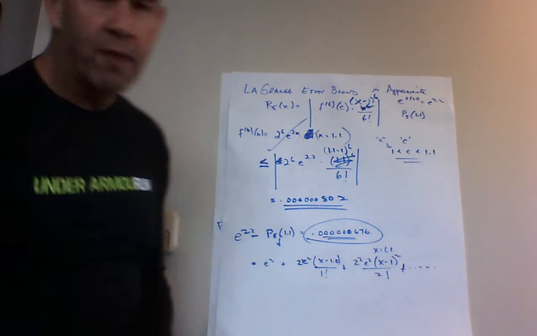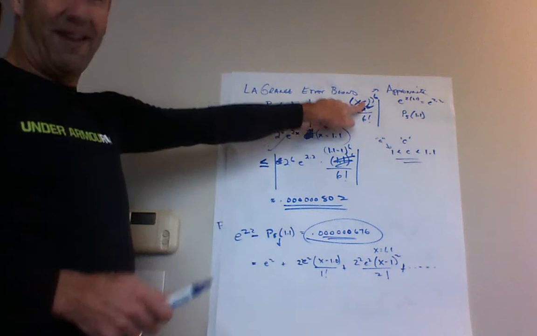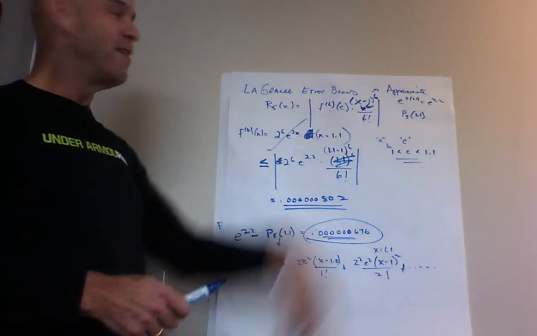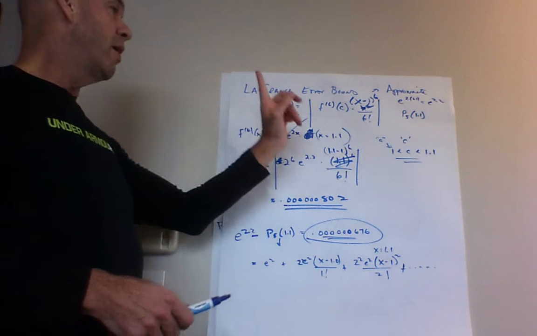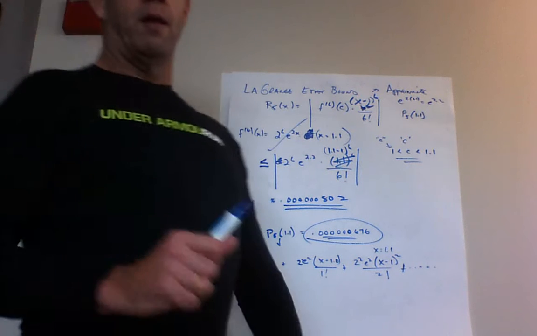So, I hope that helps. e to the 2x centered at 1. Watch, look, there's my error. But in the end, that's how you calculate the errors using Lagrange.